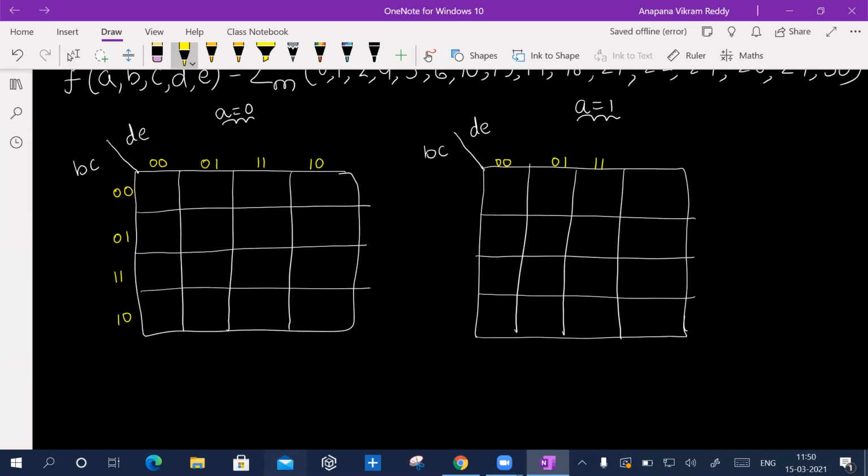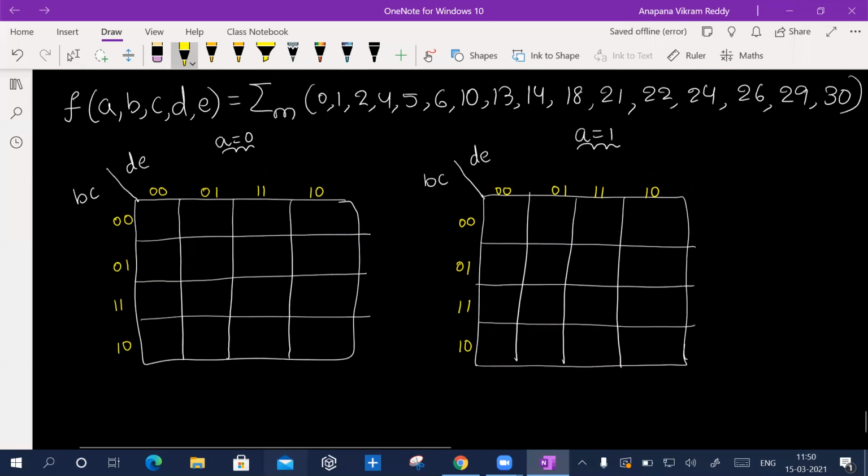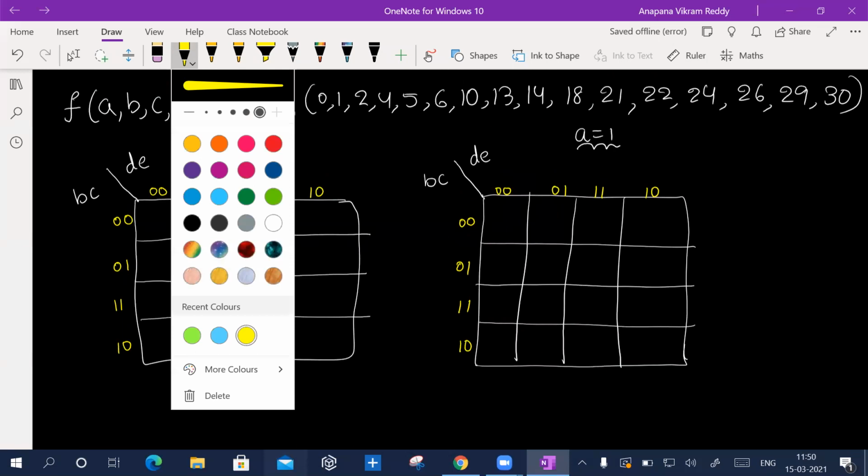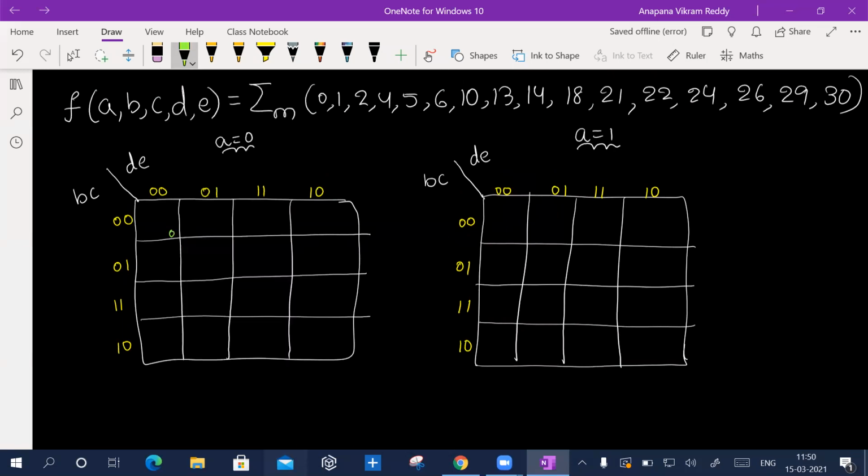0, 0, 0, 1, 1, 1, 1, 0. Now I have to put these numbers first. For the first time, let me put the numbers for you. This is 0, 1, 3, 2, 4, 5, 7, 6, 8, 9, 10, 11, 12, 13, 14, 15.